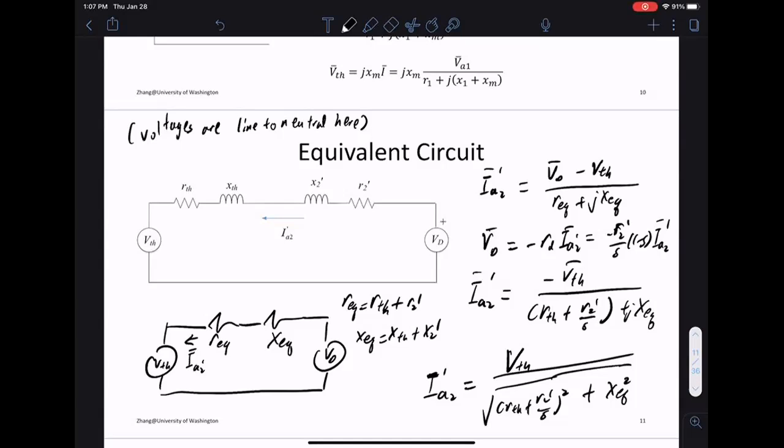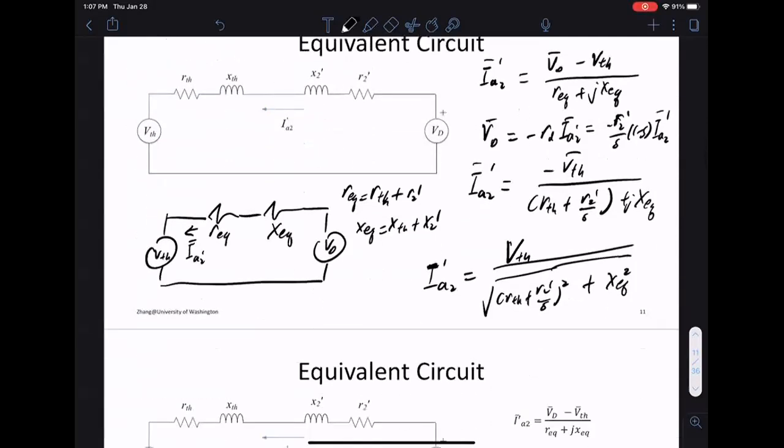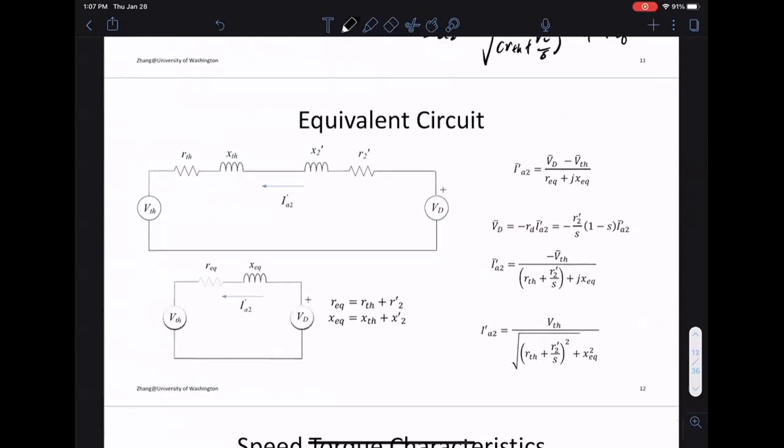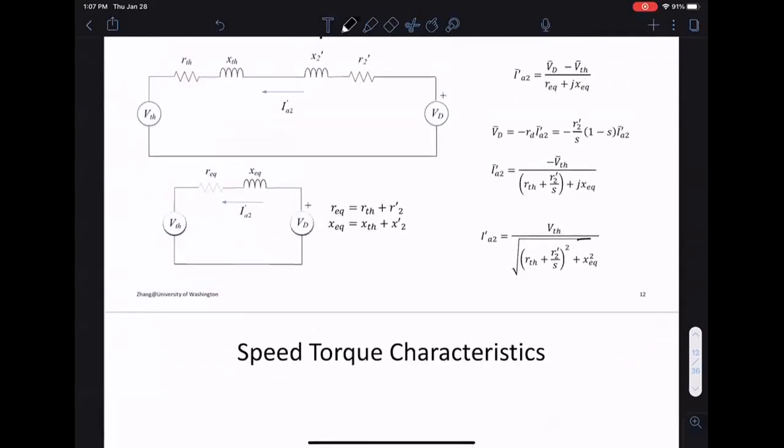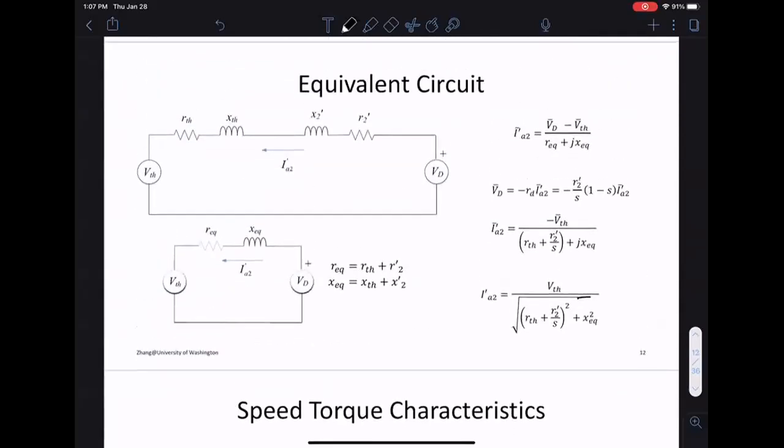Okay, so you'll see this a lot. For example, this week's homework, you'll see quite a number of questions like this, asking you to do induction machine calculations. All right, so this is just repeated calculations. The next is the interesting thing, that's the speed torque characteristics.